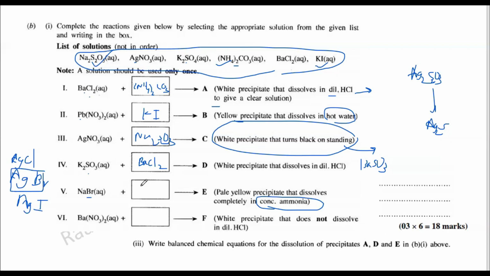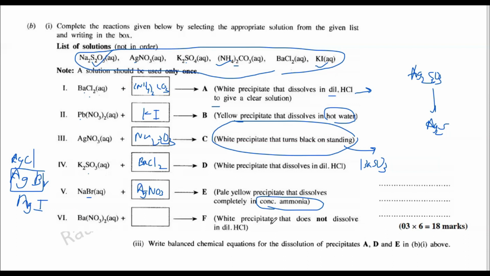So there should be some Ag compound. So it is AgNO3, which gives you AgBr, a yellow color precipitate. In fact, normally AgCl is white, AgBr a little bit yellow, and AgI highly dark yellow.